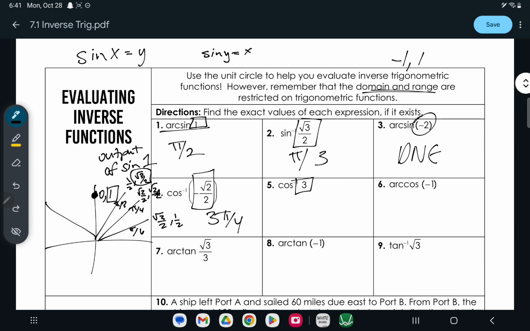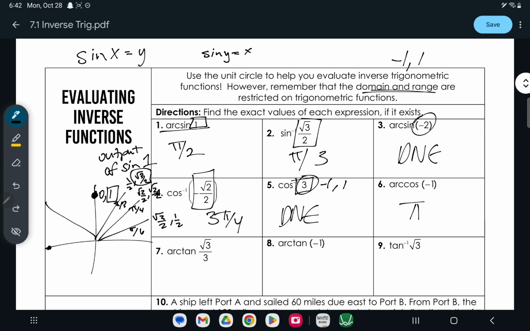Kind of same deal with this one. The domain of arc cosine is from -1 to 1. So that's not within the domain, so it doesn't exist. And then -1, we want when the x is -1, so that's over here, at pi.